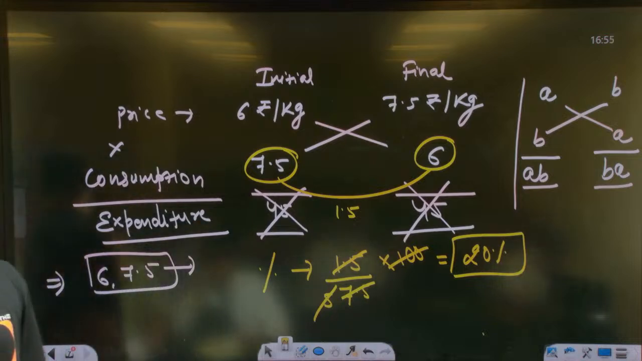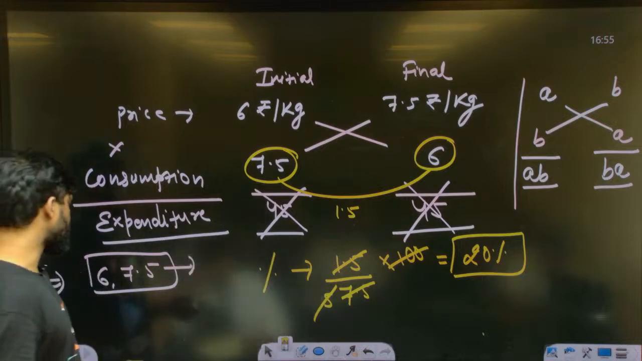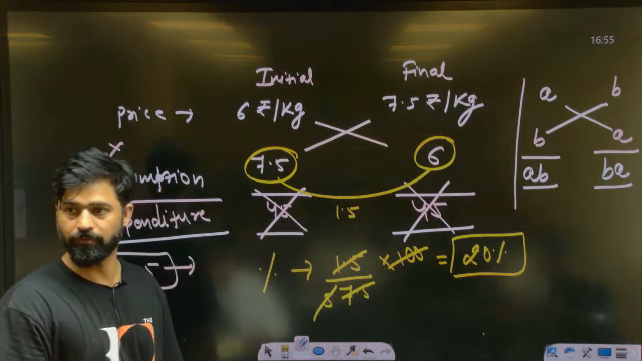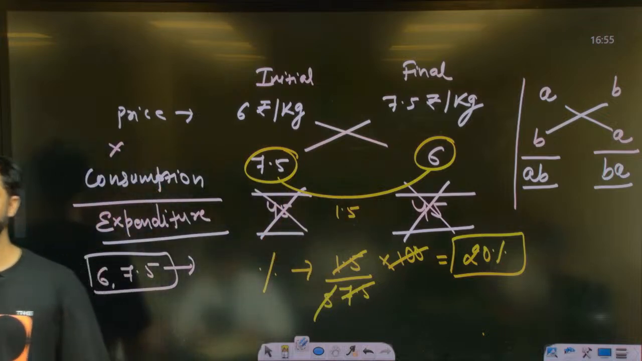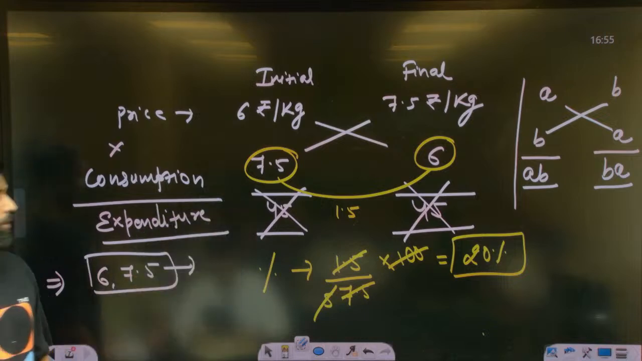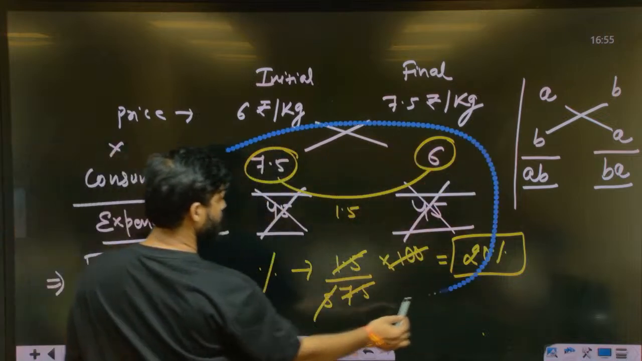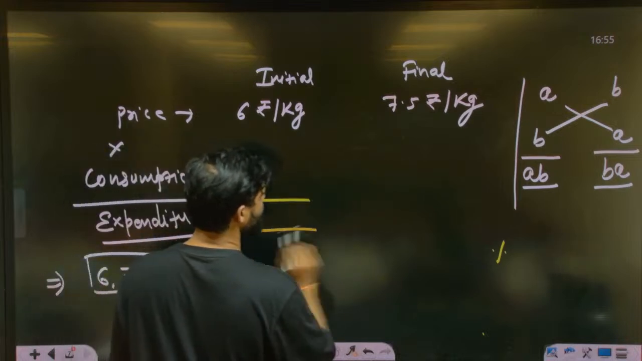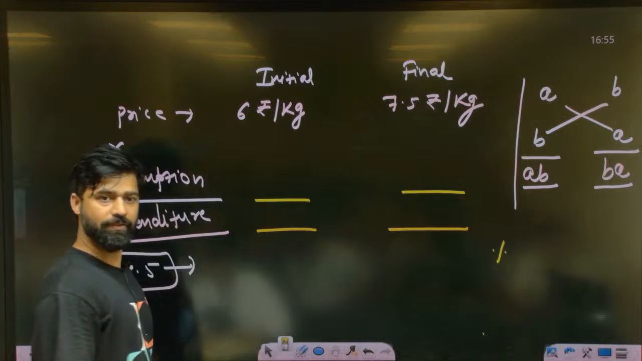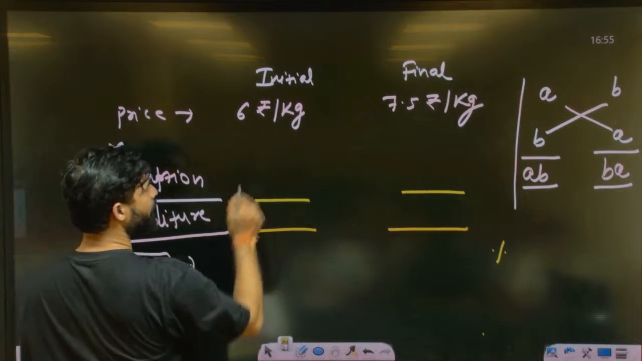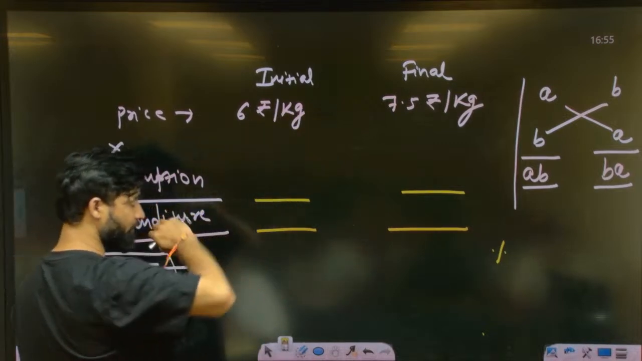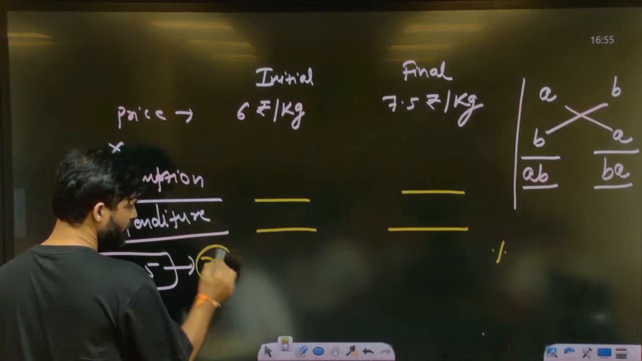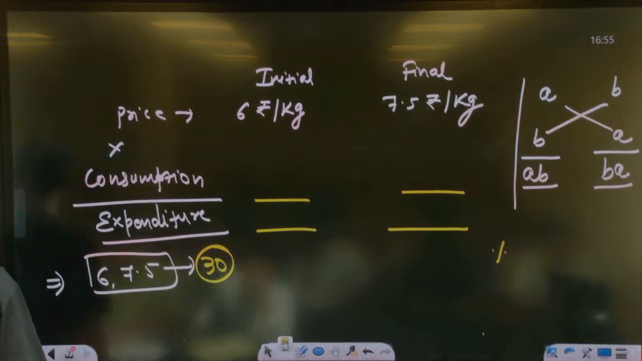Done? Okay, let's take the LCM of 6 and 7.5. So everybody has done it now. Okay. We know that expenditure remains the same. So we are taking expenditure as the LCM of 6 and 7.5. So the LCM is 30. What is LCM?